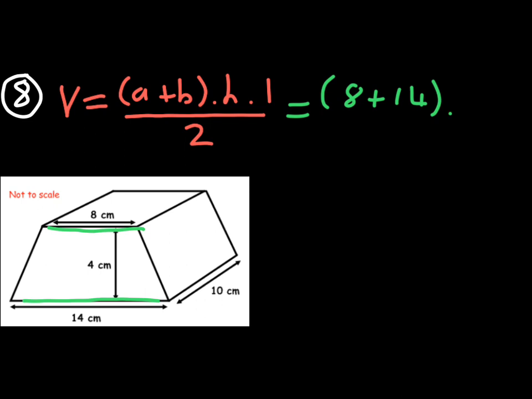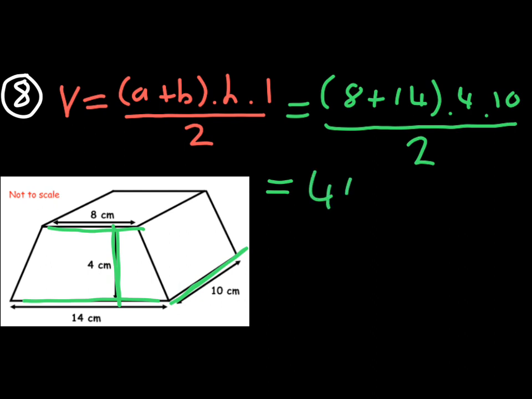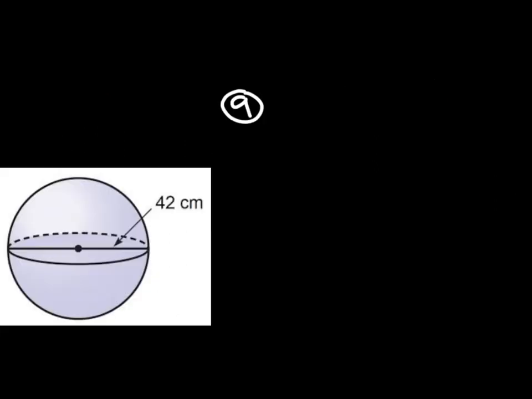Our height is simply the height of this trapezoid, which is 4, and our length is the length of the prism, which is 10. Now we put all of that over 2, and we can type that into our calculator, and we will get an answer of 440, and this is once again centimeters cubed.